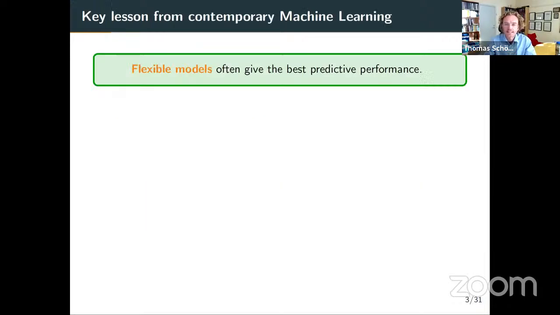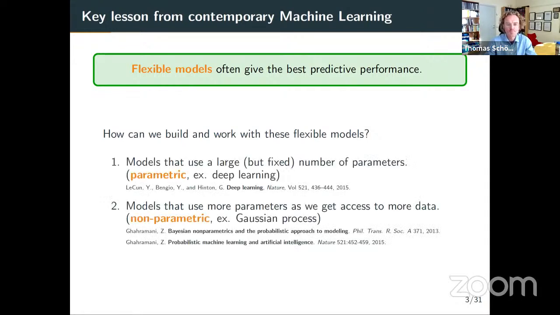The key lesson I take away from contemporary machine learning is that flexible models often give the best predictive performance. Having said that, the next question is, of course, how can we build these flexible models? You have deep learning, where we use a fixed number of, typically a lot of, parameters. And then we also have the non-parametric way of doing it, the Gaussian processes, where we also do a lot of work. But I'm not going to talk too much about that today.